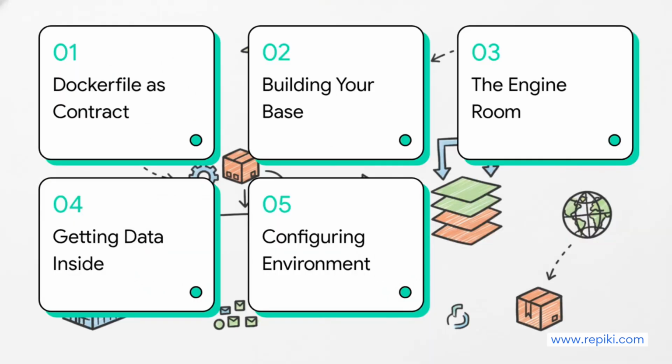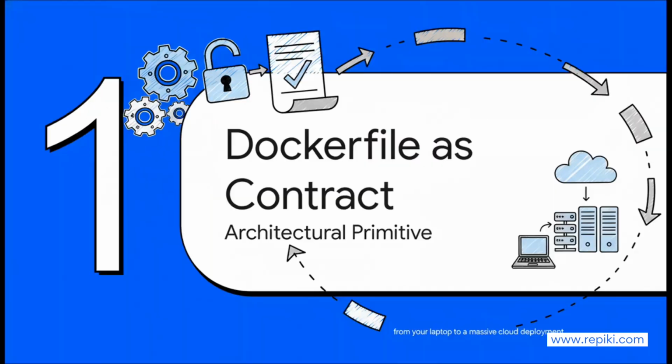So here's our game plan. We'll kick things off with that big idea, the Dockerfile as a contract. Then we're going to hit the most critical instructions one by one, choosing a base with FROM, executing commands with RUN, getting our data inside with COPY and ADD, and finally setting up the environment. Let's do it. See, when you're writing a Dockerfile, you're not just automating a setup process.